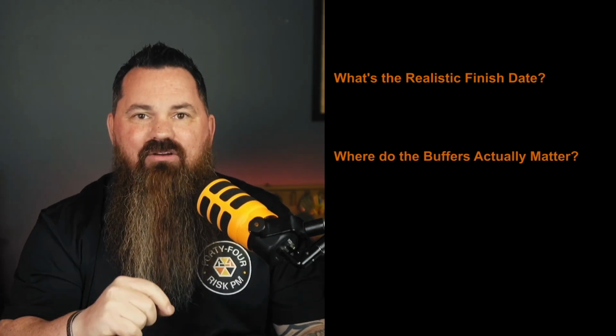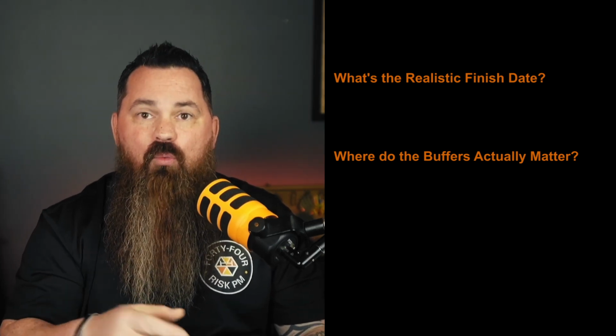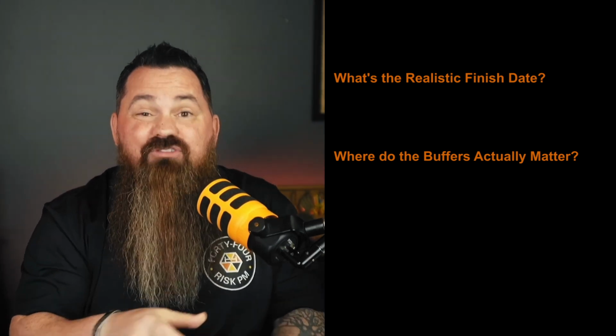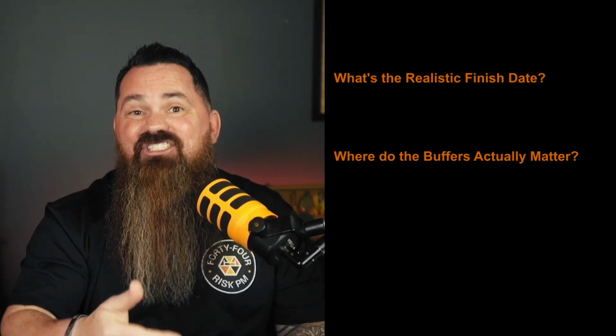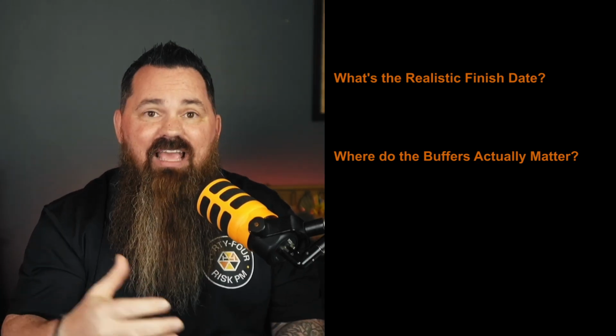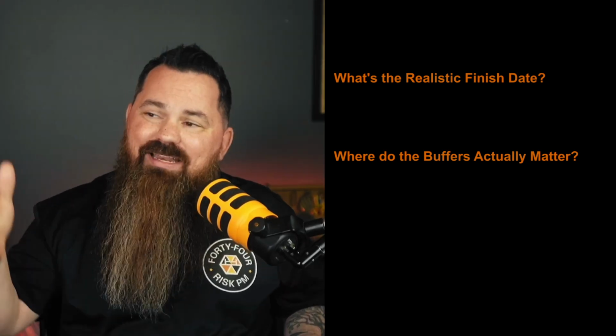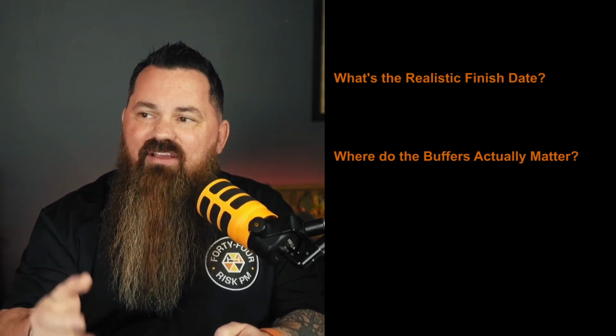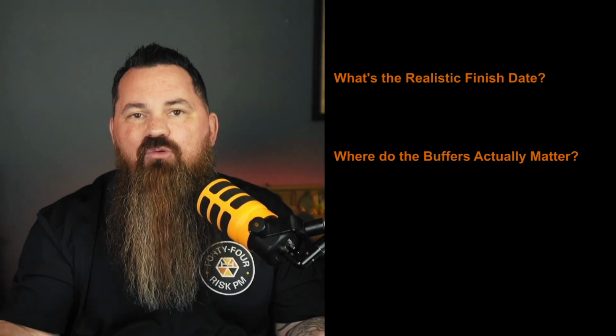Question 2, where do the buffers actually matter? Monte Carlo shows you which phases drive most variance when we're doing this work. That is where we start building in contingency reserves. That's because everything doesn't spread out equally, and we need to concentrate our work on the high variance phases. And we can see that when we start building this out in real Monte Carlo.